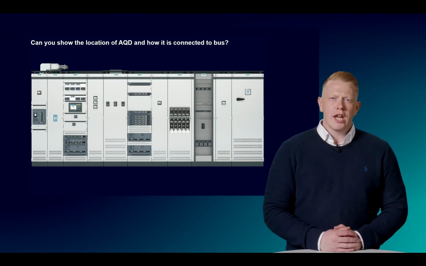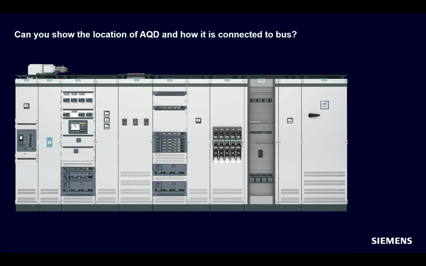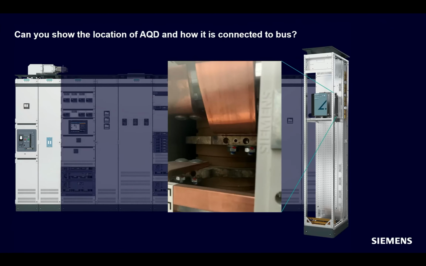Can you show the location of the AQD and how it is connected to the bus? The AQD should always be mounted as close as possible to the incomer to reduce stress on the system if tripped. The device is directly connected to the main bus bar. How are our optical sensors placed in a Form 4B installation? Sensors are placed in relevant locations. In a 4B installation, this includes the busbar compartment and vertical buses.